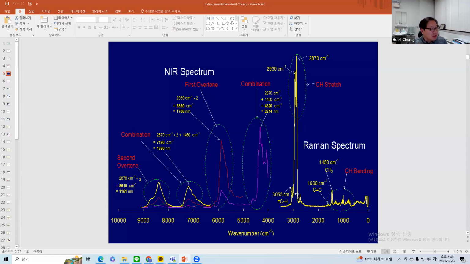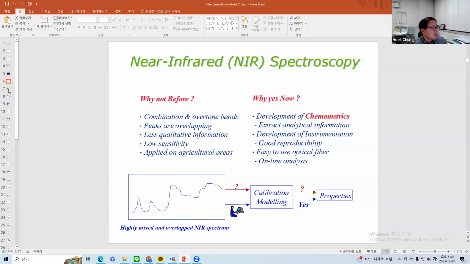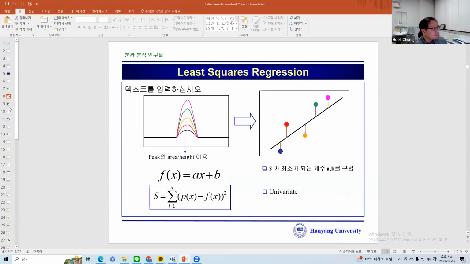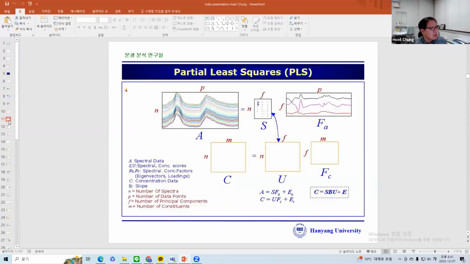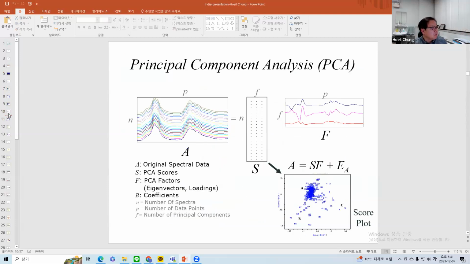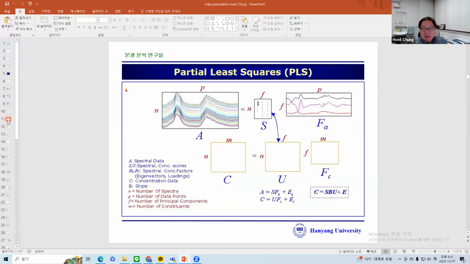So this is very important. I will skip this one. I think everybody has heard of PCA, principal component analysis, and partial least squares. PCA is a typical method for qualitative analysis. PLS is a typical method for quantitative analysis. If you want to determine some value, PLS is very, very popular. I think everybody has heard of them many times. I don't want to go into detail.